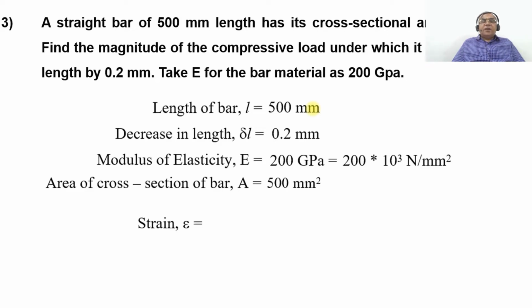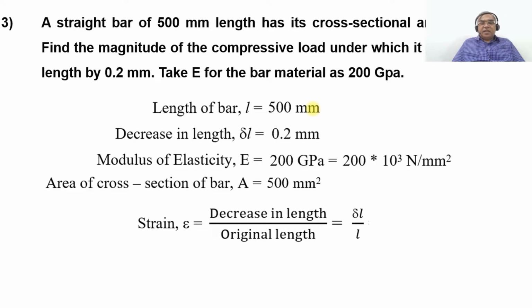Then what is strain? Because you have the decrease in length and you know the length of the bar, you can easily find out the strain, which is decrease in length by the original length of the bar, which is delta L by L. So substituting the value of delta L and L, which is 0.2 divided by 500, on simplification, you are going to get that value as 4 into 10 to the power of minus 4.